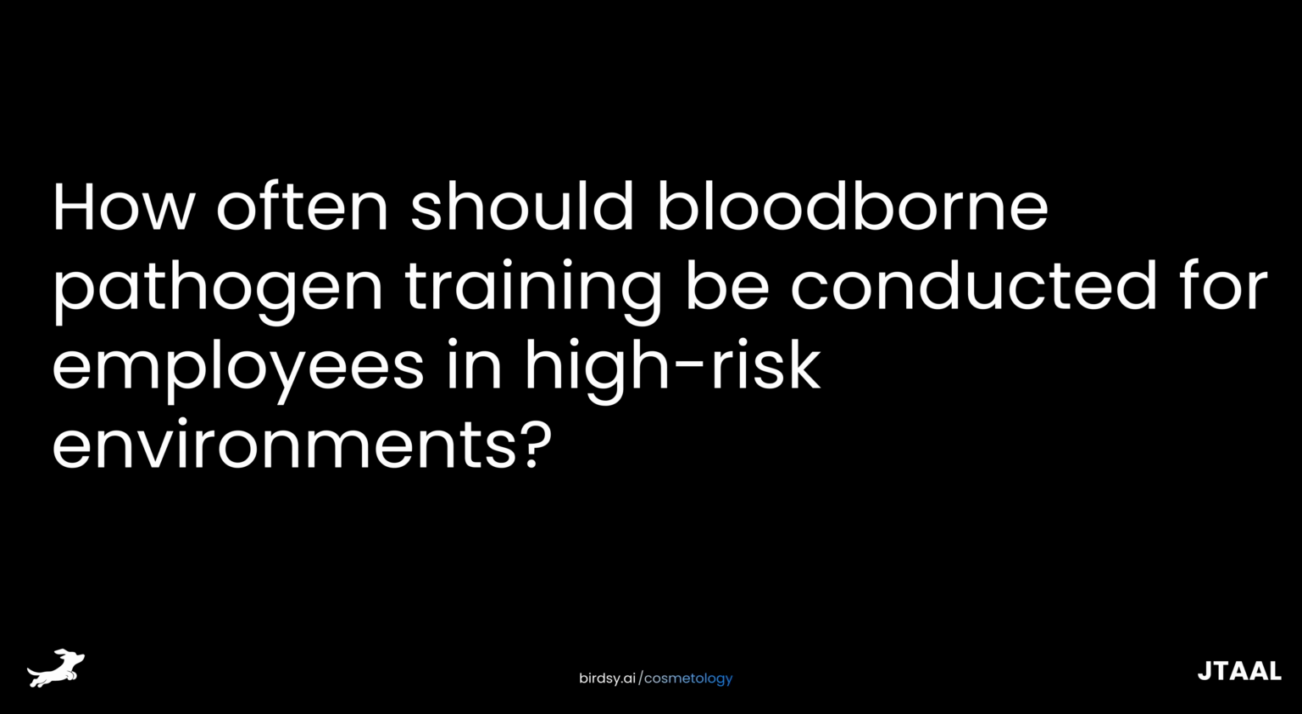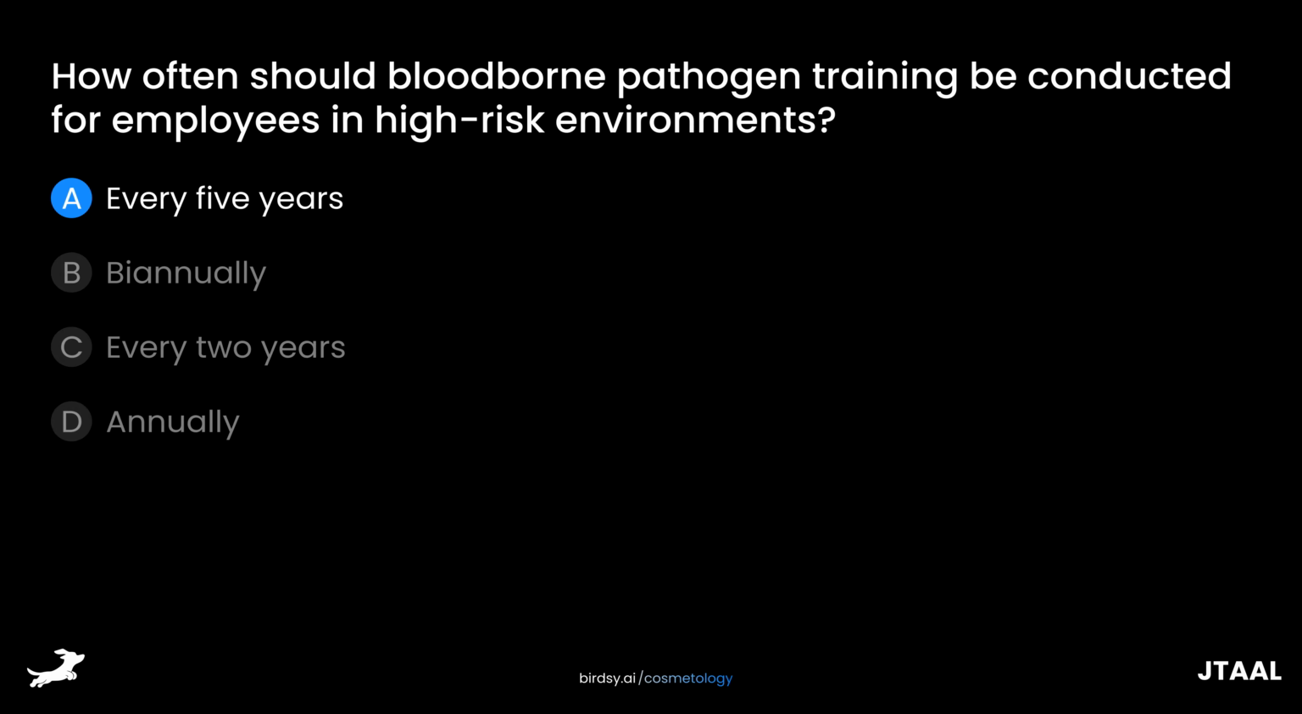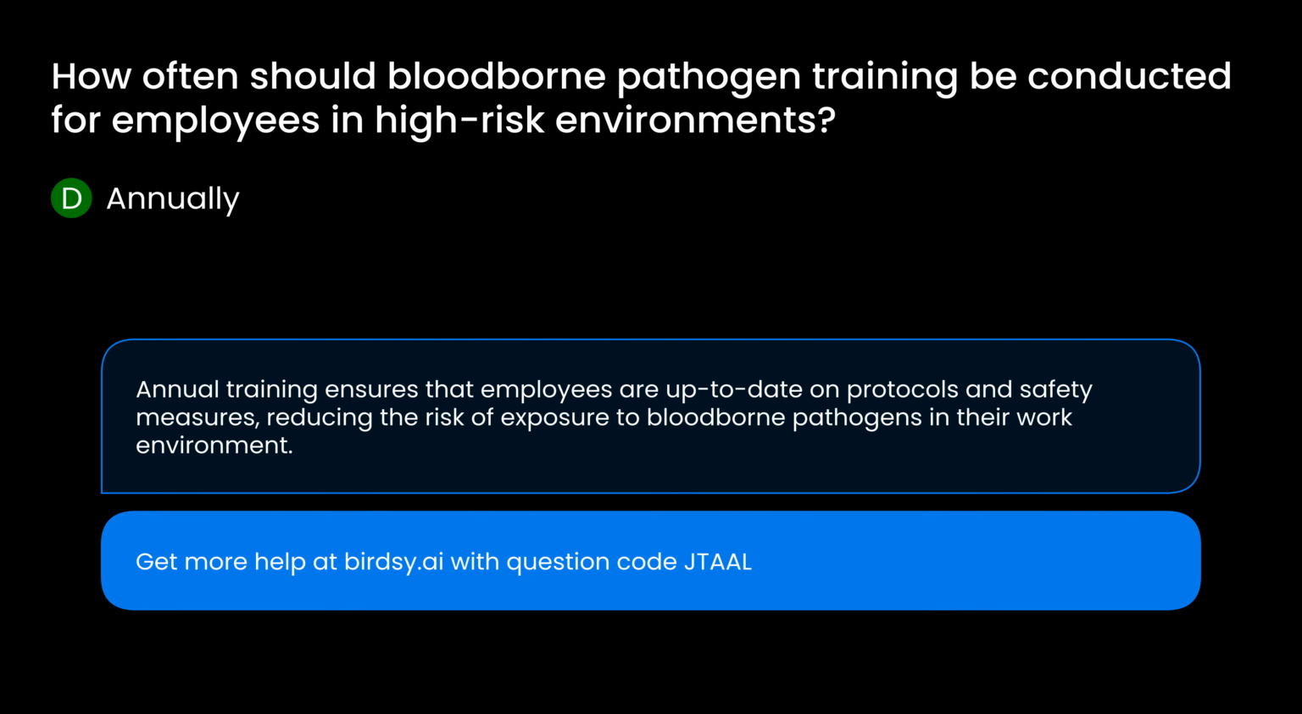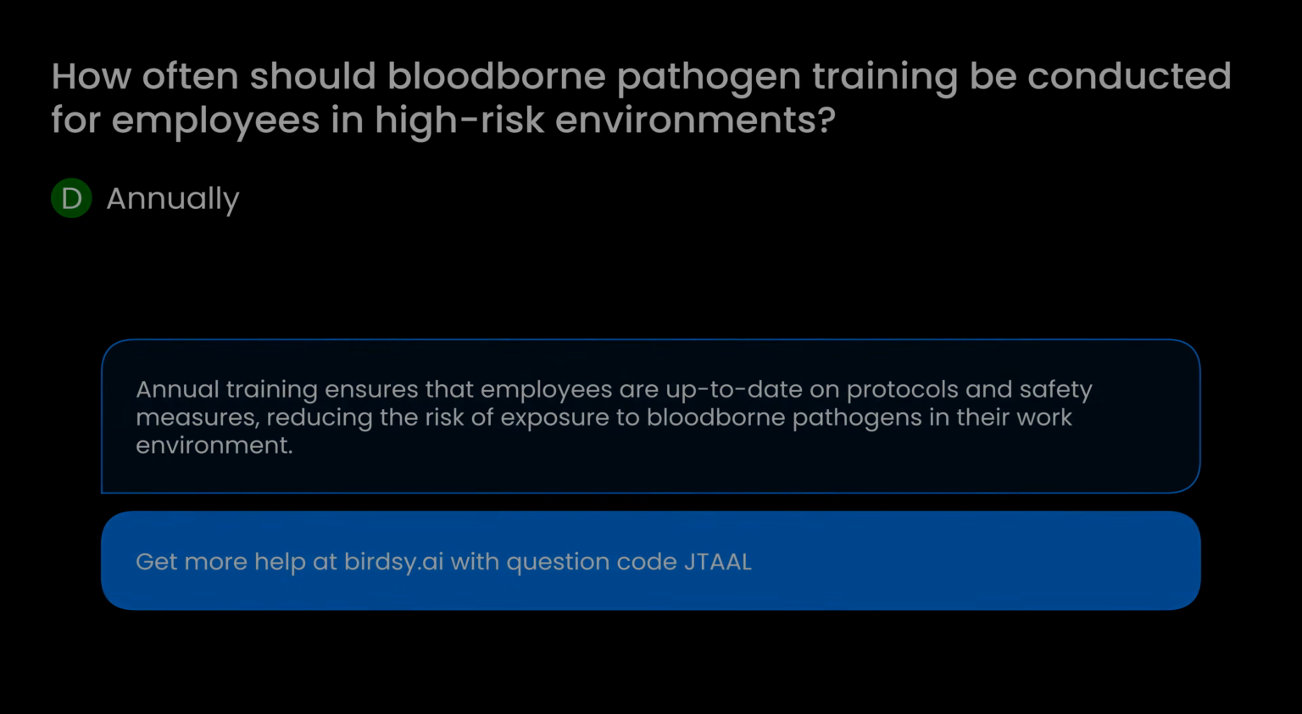How often should bloodborne pathogen training be conducted for employees in high-risk environments? Is it A, every 5 years? B, biannually? C, every 2 years? Or D, annually? The answer is D, annually. Annual training ensures that employees are up to date on protocols and safety measures, reducing the risk of exposure to bloodborne pathogens in their work environment.